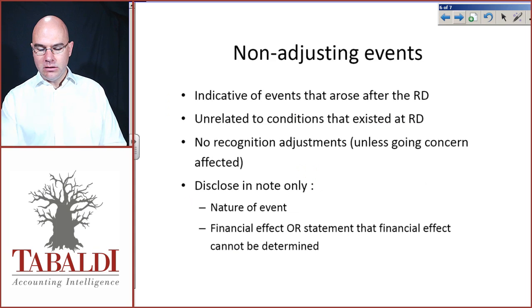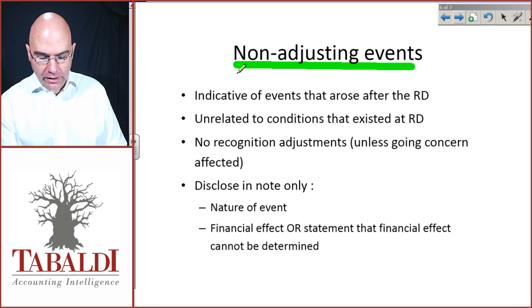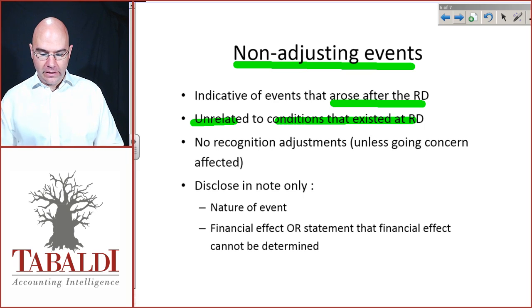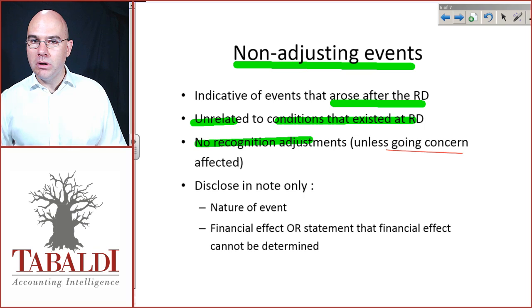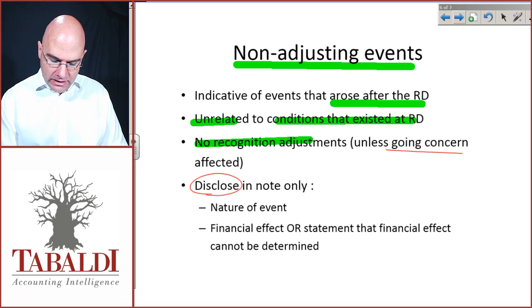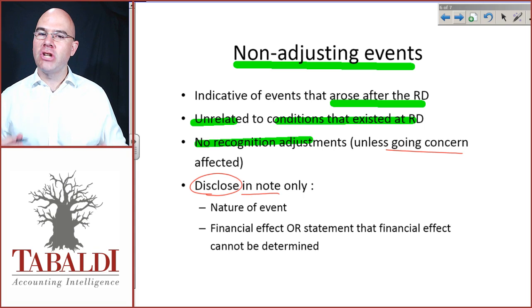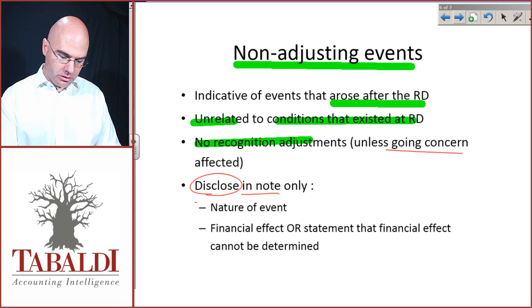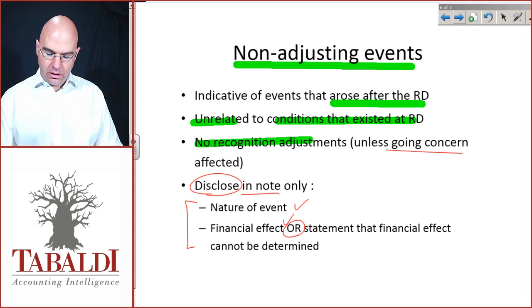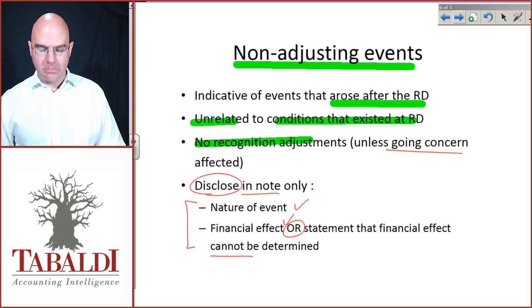Okay, so moving on now, non-adjusting events. These are indicative of events that arose after reporting date. They are unrelated to conditions that existed at reporting date. There are no recognition adjustments. A little trick there, later on: the only time you will adjust is if it affects the going concern basis of presentation, but that's for a later video. Then you will disclose in a note only, i.e., you will not change the statement of financial position, but you will do a note and disclose the nature of the event, the financial effect of the event, or a statement that the financial effect could not be determined.